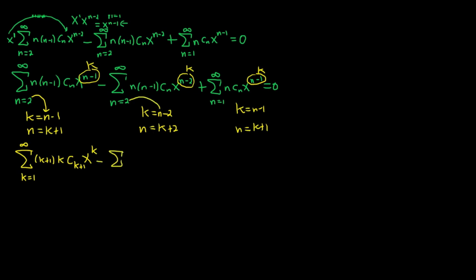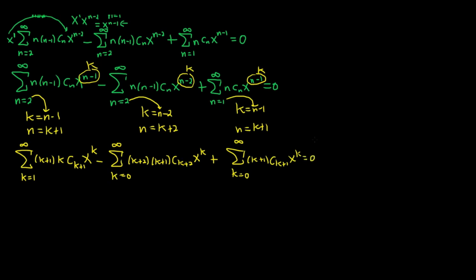When n is 2, you plug it in here, you get k equals 0. To infinity, n is k plus 2, so we have k plus 2 minus 1, which is k plus 1. c sub k plus 2. And then x to the k, which was the whole point. Plus the infinite sum. When n is 1, you plug it in here, you get 1 minus 1, so k equals 0 to infinity. n is k plus 1, so you have k plus 1, c sub k plus 1, and then x to the k. And all of this is equal to 0.